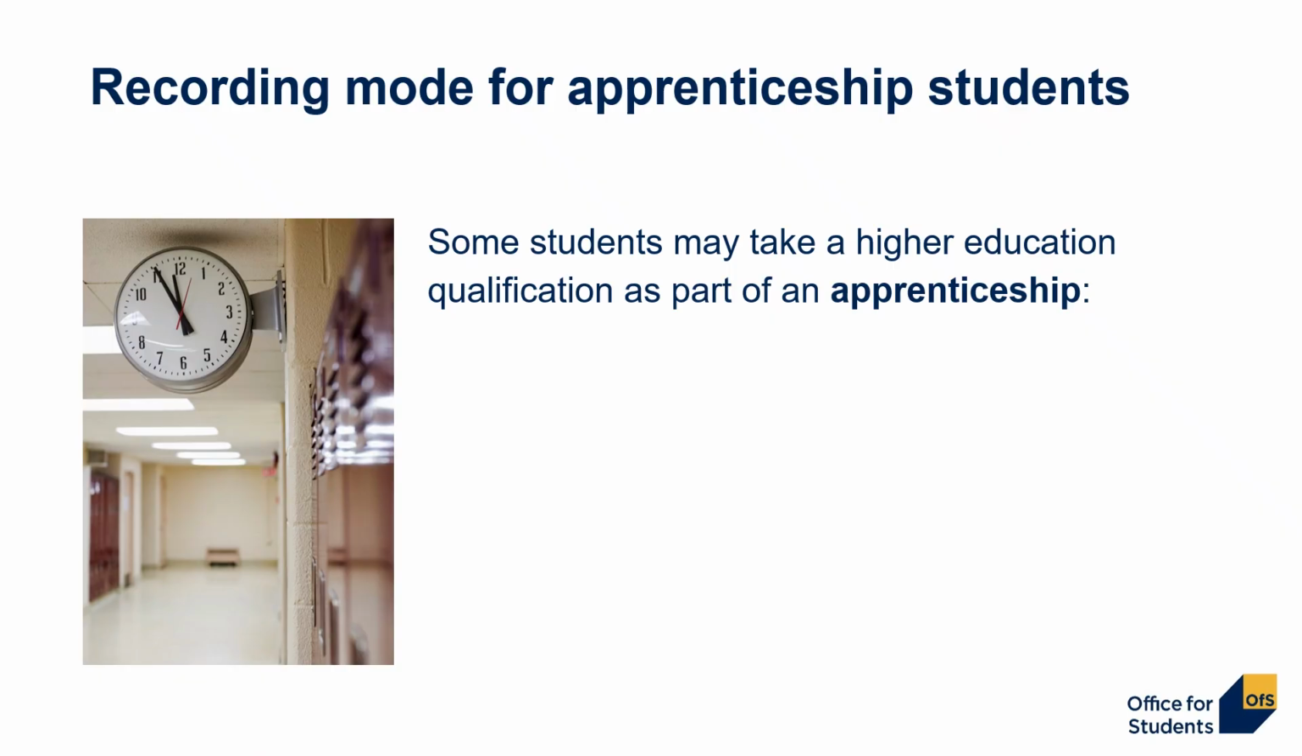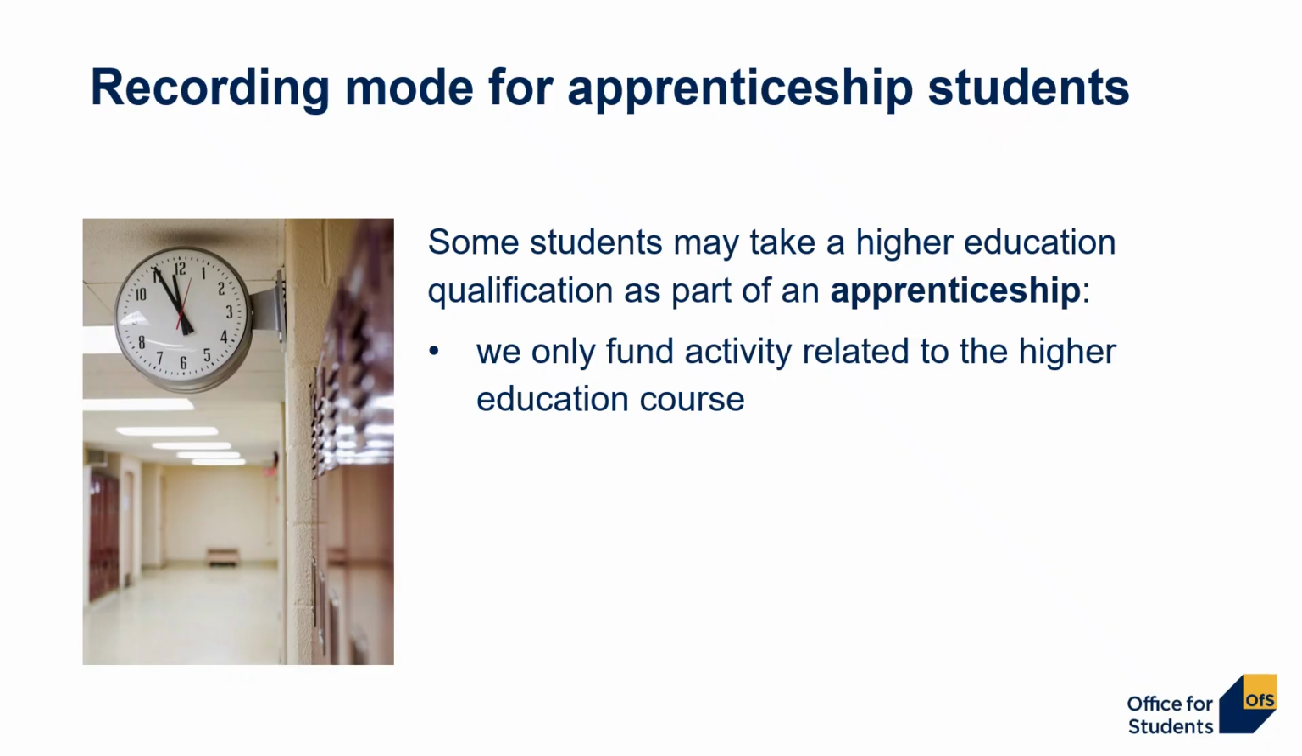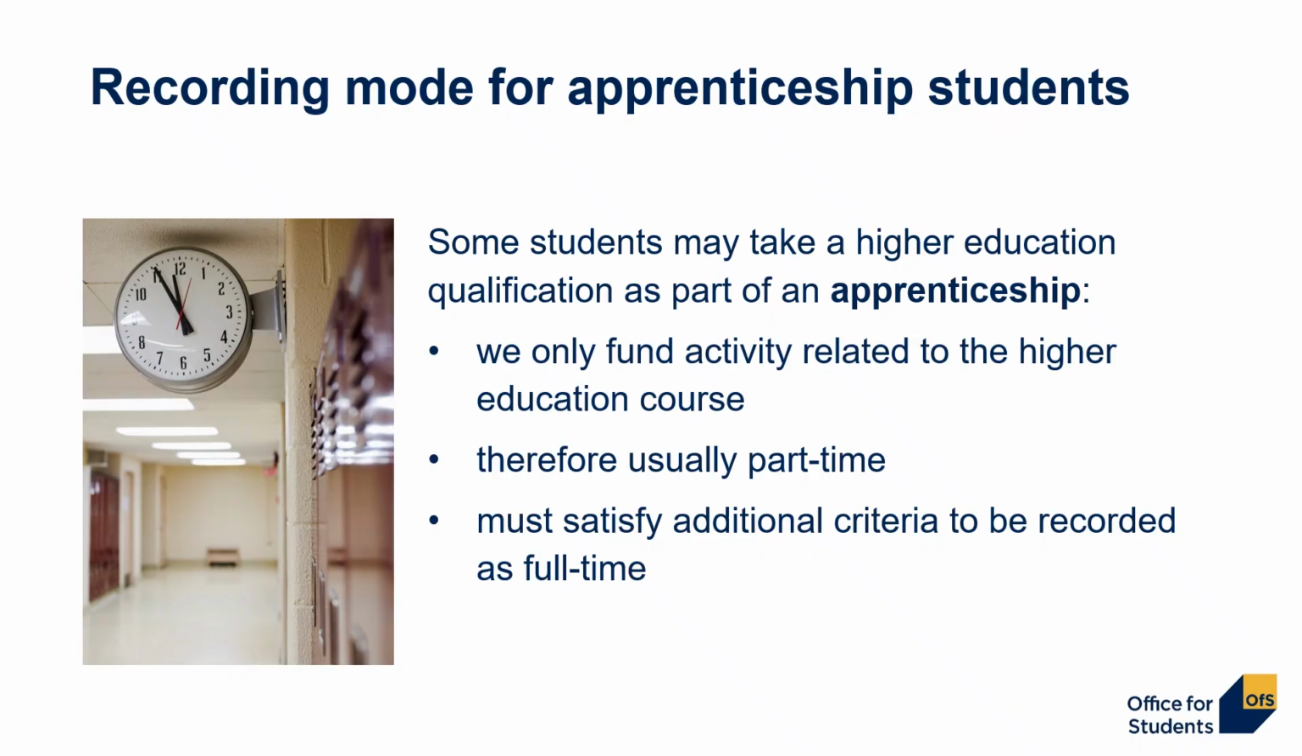As discussed earlier, some higher education students may be apprentices, and it's important to remember that only activity that directly contributes to their recognised higher education qualification should be counted towards a student's study. In other words, generally, we would normally expect them to be part-time, although occasionally there are exceptions. There are further criteria to be satisfied for this. See the guidance in Annex D.